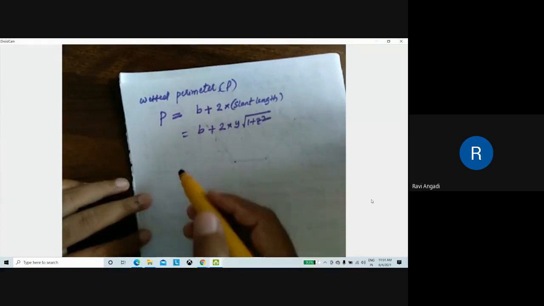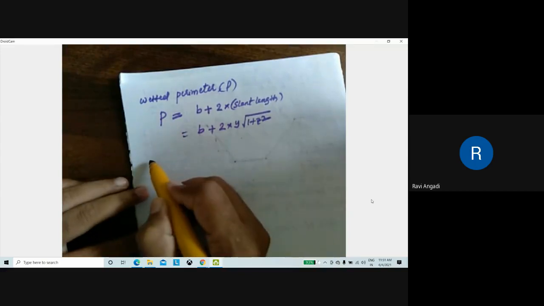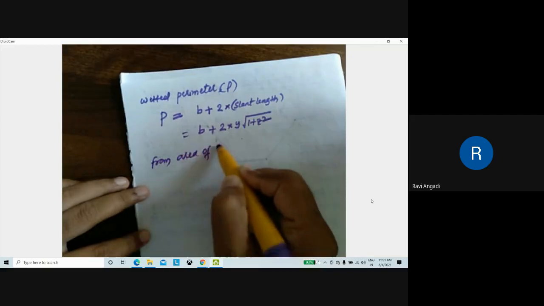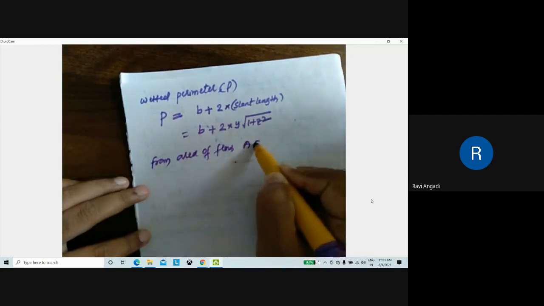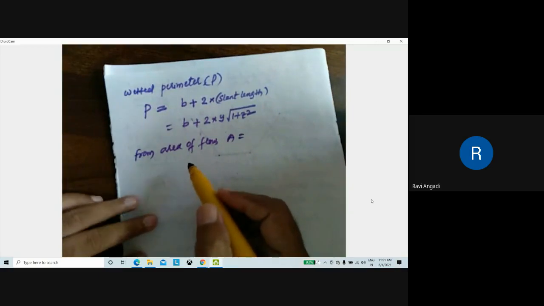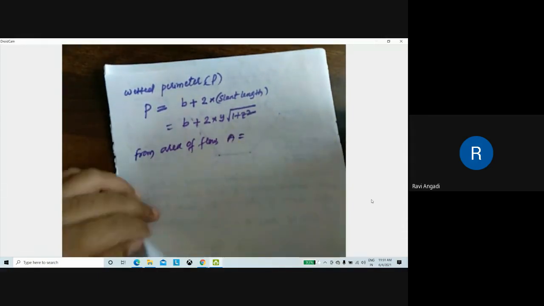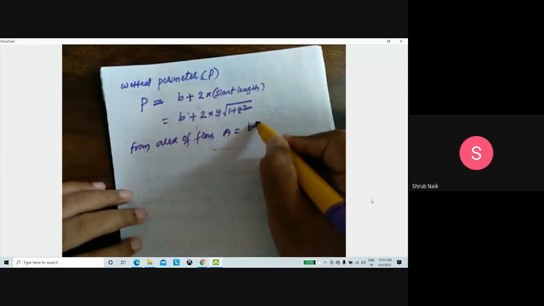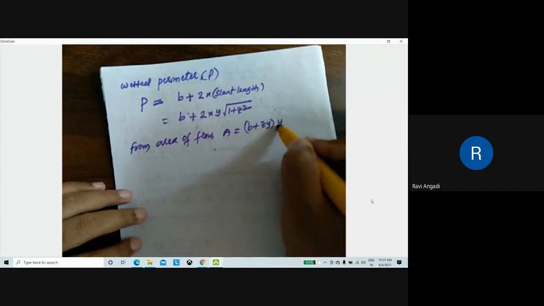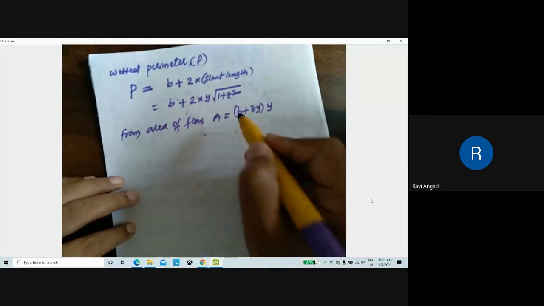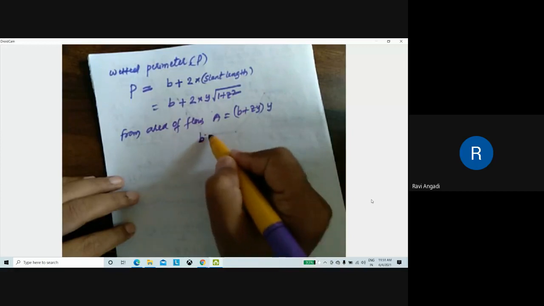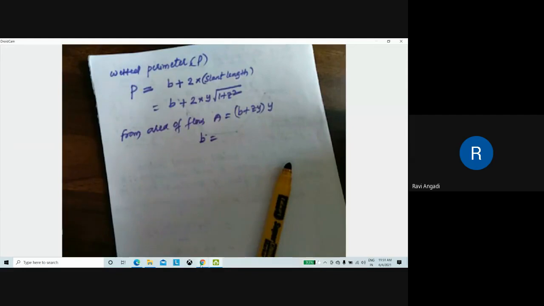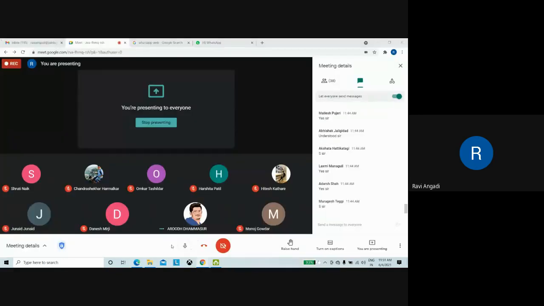Okay. Now, from area of flow, you all know area equal to what? From area of flow, what is the answer? We have area equal to b plus zy into y. So can we write from this b equal to what? Just tell me the answer for b. All of you calculate this one.